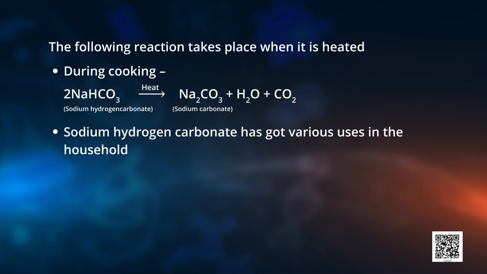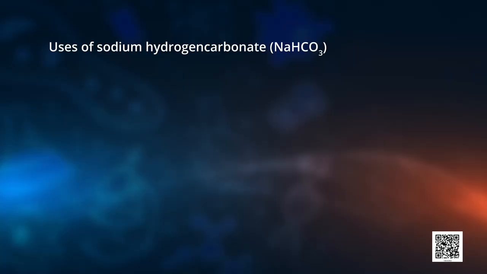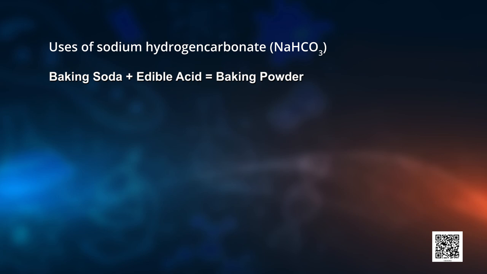The sodium hydrogen carbonate has got various uses in the household. And the uses of sodium hydrogen carbonate, besides the cooking that we just talked about, is for making of baking powder. My dear students, you have to know the difference between baking soda and baking powder. Baking soda is only sodium hydrogen carbonate. And from baking soda, we can produce baking powder, which is a mixture of baking soda and a mild edible acid, such as tartaric acid or citric acid.